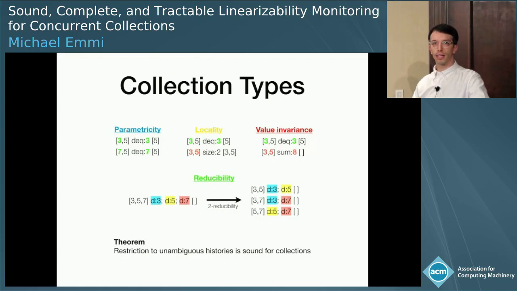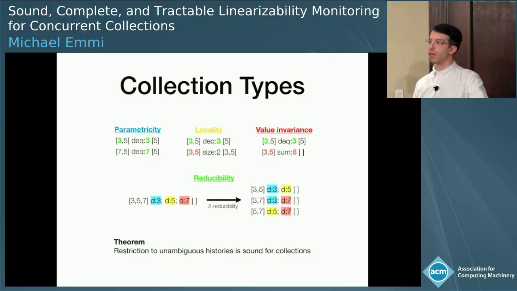The data structure, the abstract data type, does not really care about the particular value of 3 or the particular value of 5. I can arbitrarily rename these values. So for instance, if I rename 3 to 7, this is still an admitted sequence according to the abstract data type. That's parametricity.